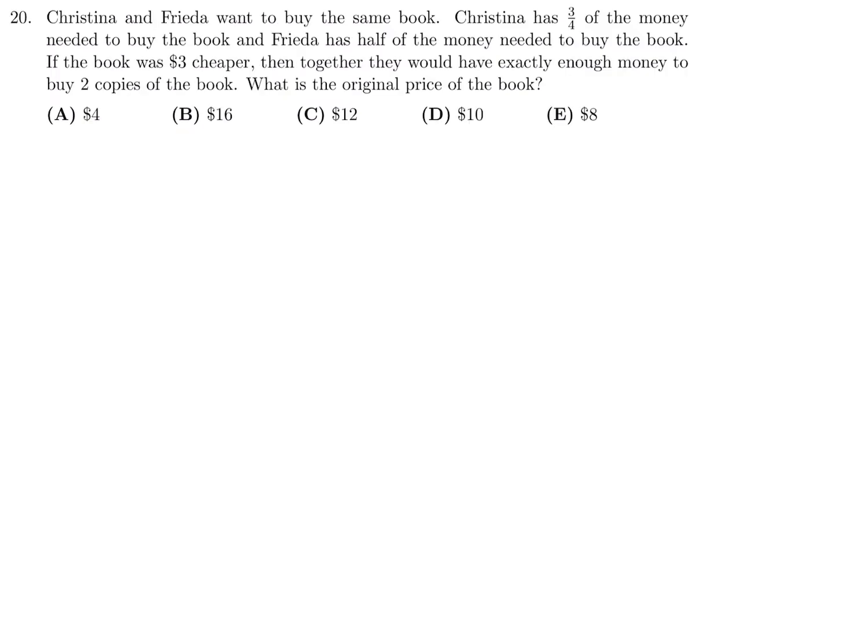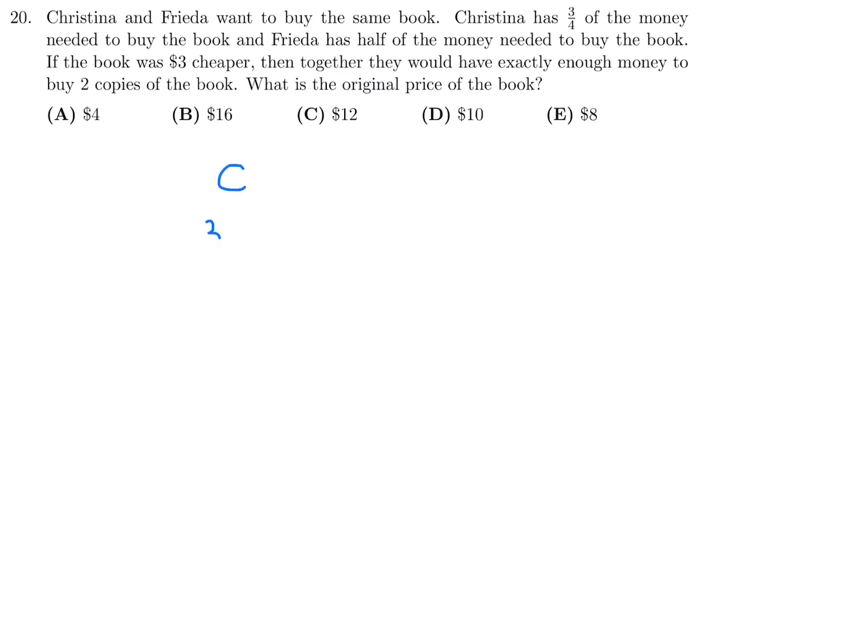Christina and Frida want to buy the same book. Christina has 3/4 of the money she needed to buy the book, and Frida has half of the money needed to buy the book. If the book was $3 cheaper, then together they would have exactly enough money to buy 2 copies of the book. What is the original price of the book?